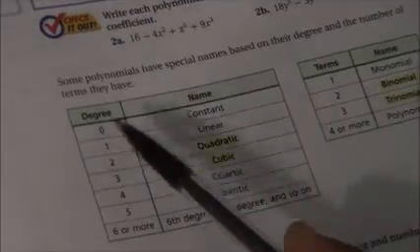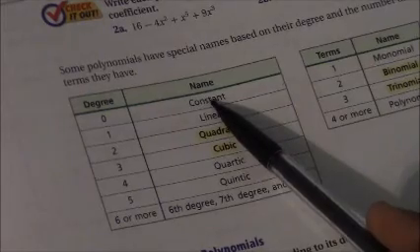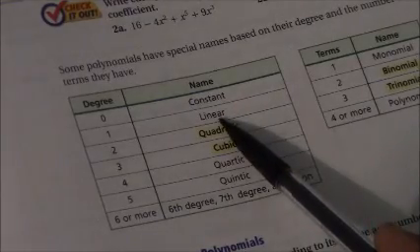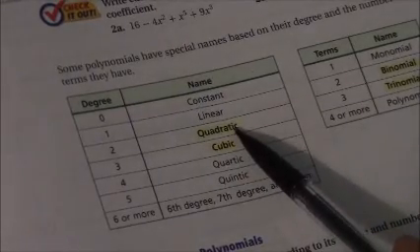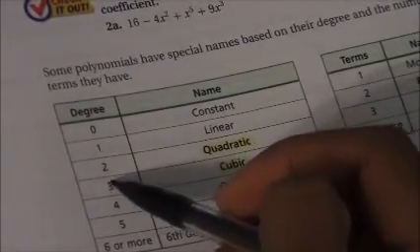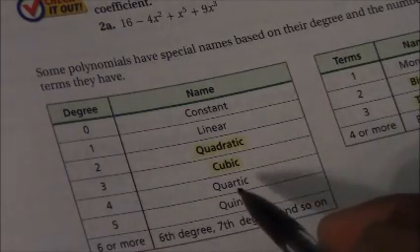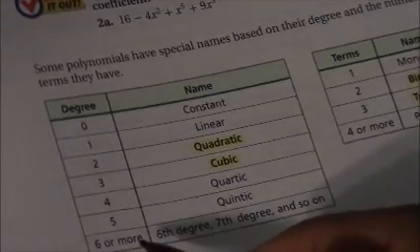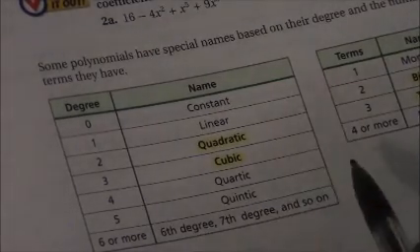So if the degree is 0, it's called a constant. And if the degree is 1, it's linear. Then if the degree is 2, it's quadratic. It's one of our vocabulary words too, highlighted in yellow. And if it's 3, it's cubic. If it's 4, it's quartic. And 5, quintic. 6 or more, it's 6th degree, 7th degree, and so on.